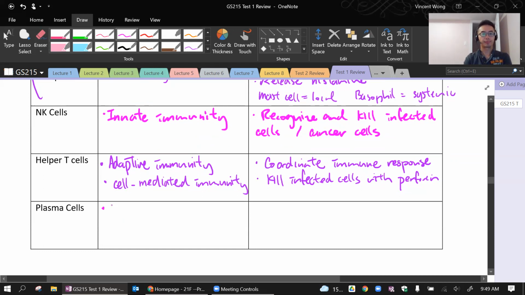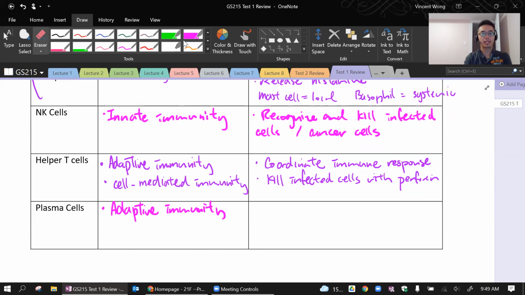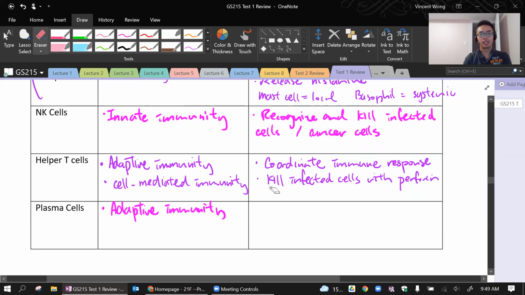Plasma cells. Wouldn't the helper T cells also activate the B cells? Oh yeah, you know what? You are right. I actually made a mistake. Good catch. They don't kill. I'm thinking about killer T cells. So helper T cells, they don't kill. They activate naive B cells. Okay, good catch. The one that does the perforin stuff, that's the killer T cells.